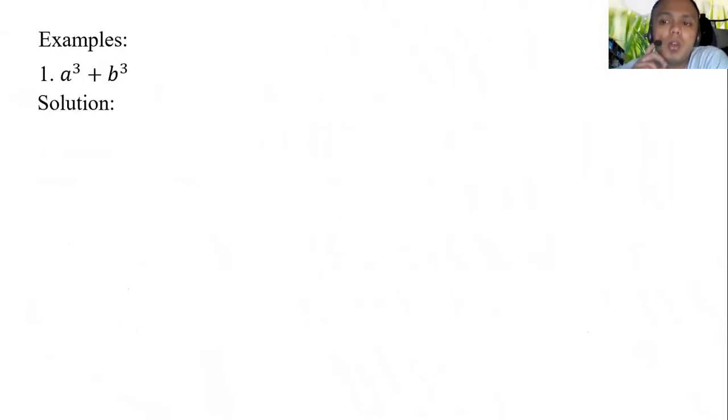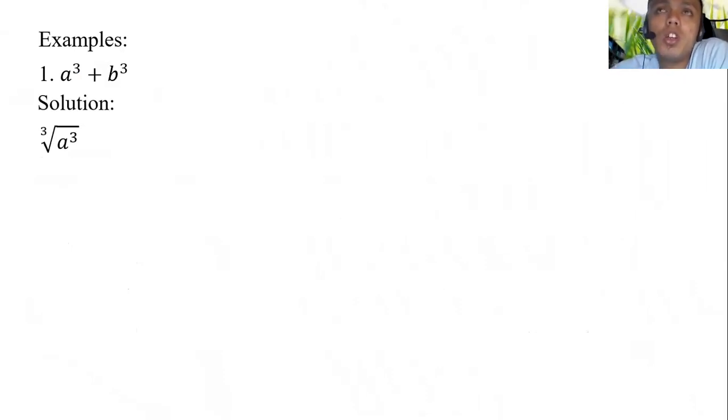We have a cube plus b cube. So what should we do here? How can we find the factors of a cube plus b cube? Again, first thing to do, get the cube root of a, the first term. The square root and the cube root are different.